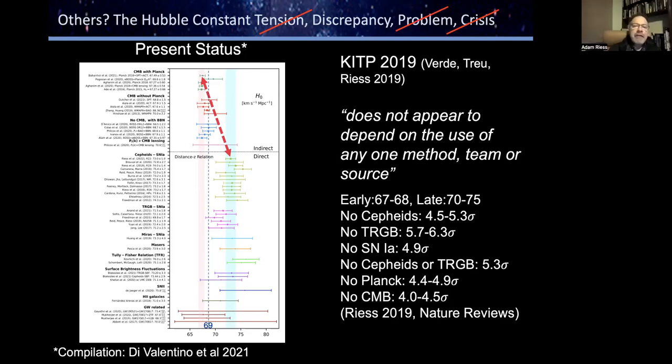So what do you think is causing the slight systematic suppression of H0 from the tip of the red giant branch method? Because I asked Wendy the inverse of this question, so I'm interested in your response.